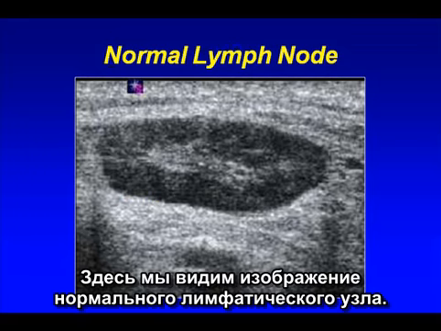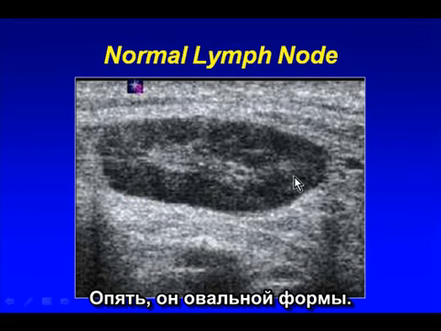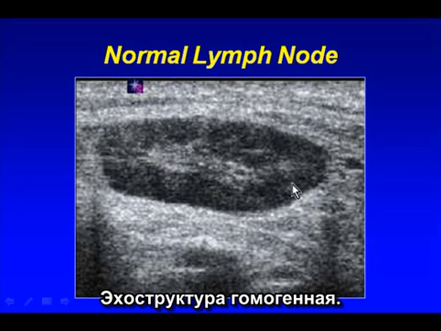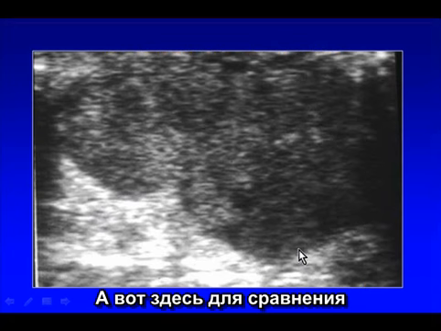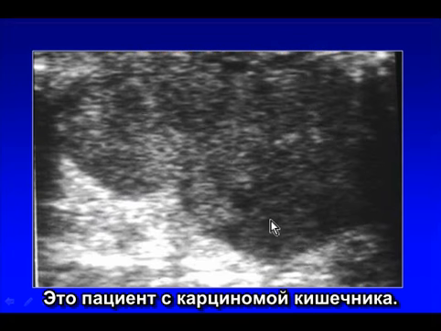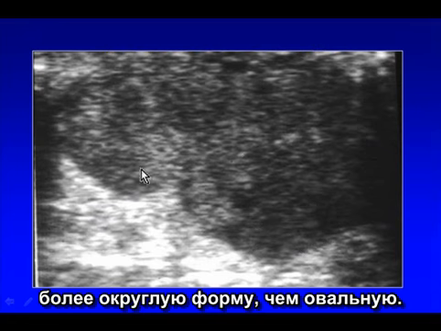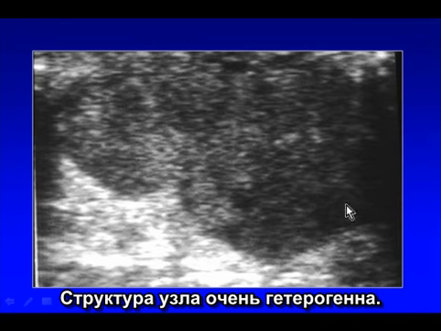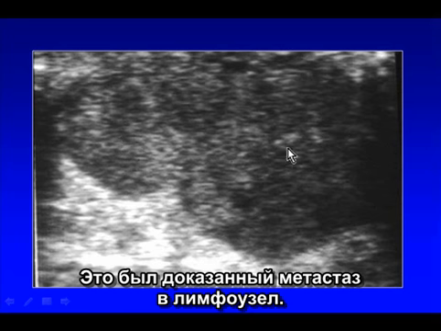Here's a prototypical normal lymph node. Again, it's oval. It's got a preserved echogenic hilum. It's homogeneous in echotexture. This is, by contradistinction, an abnormal lymph node. This is a patient who had an anal carcinoma, which shows that it is rounded rather than oval. The echogenic hilum is obliterated. The mass is very heterogeneous, and this was a proven lymph node metastasis.